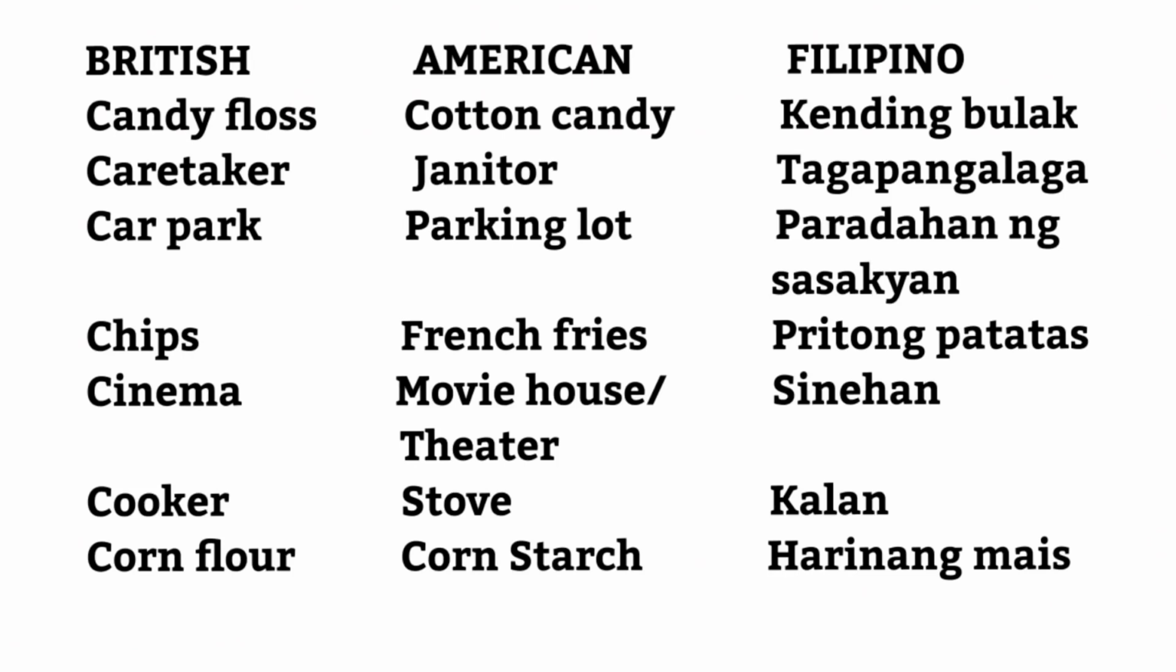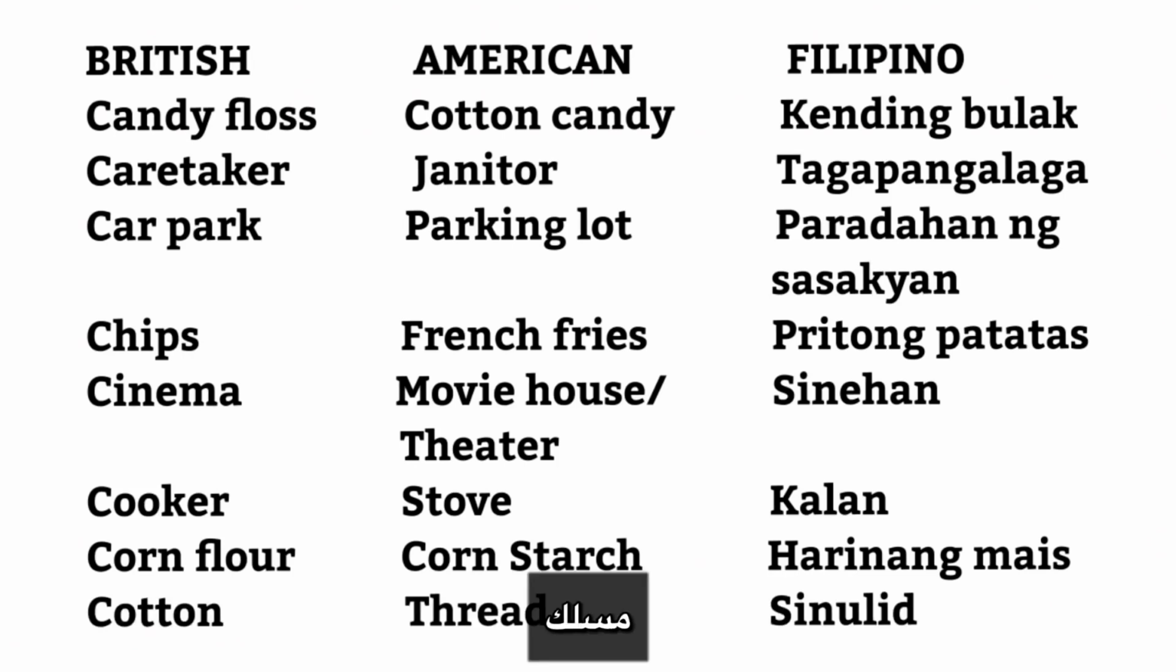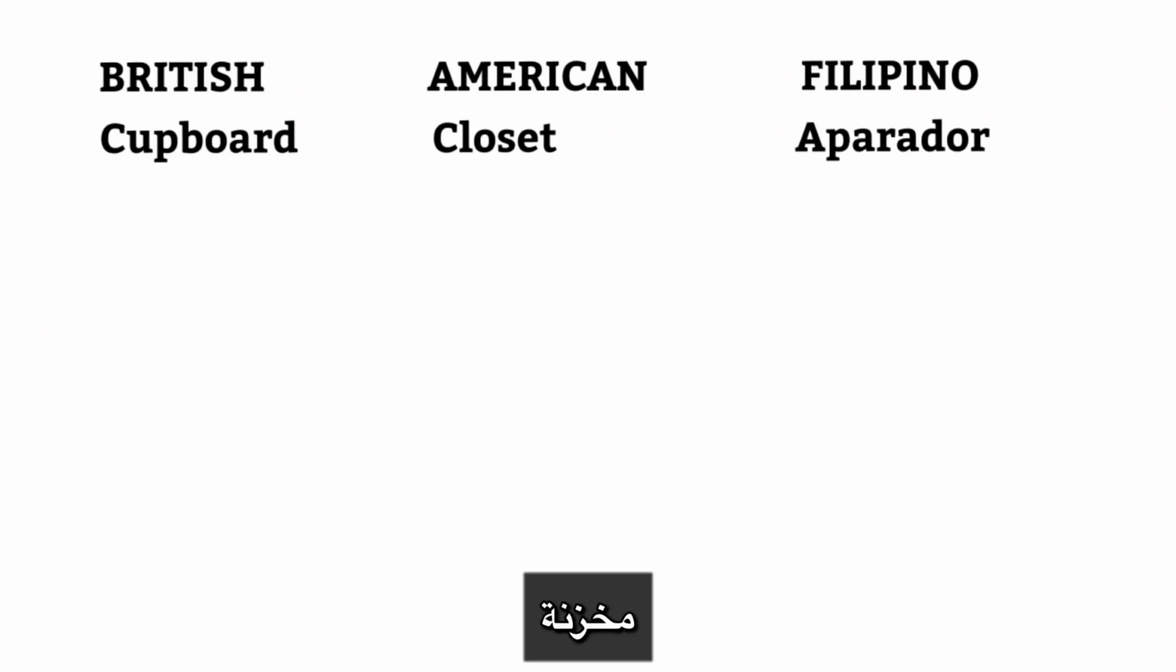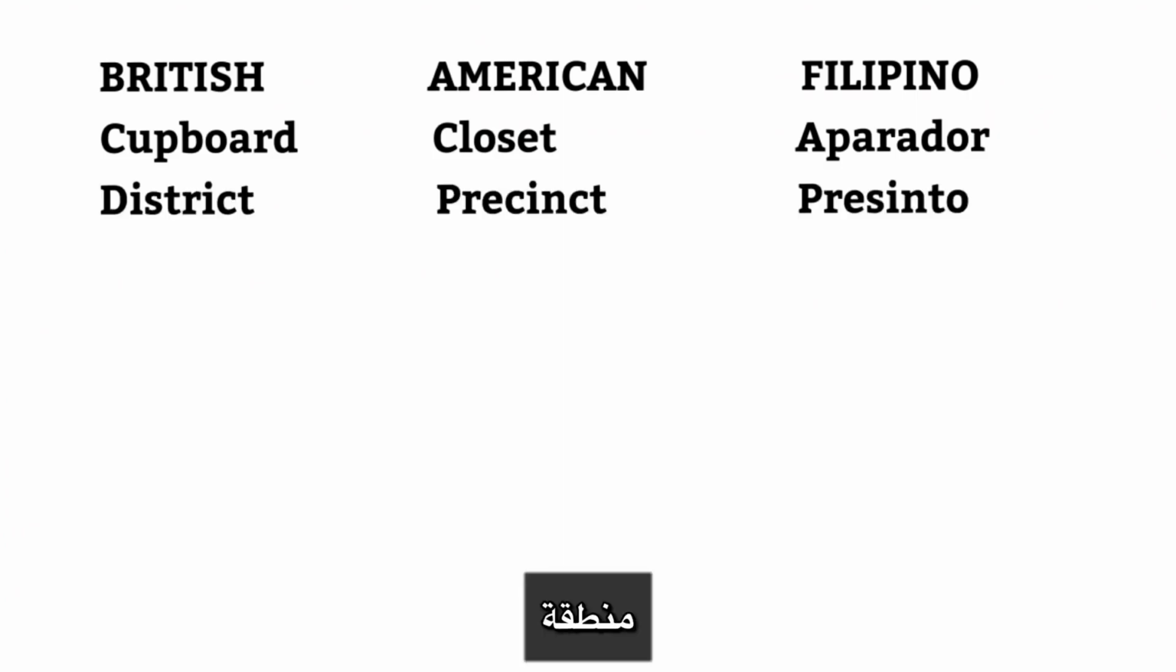In British English, cotton. In American English, thread. In Filipino language, sinulid. In British English, cupboard. In American English, closet. In Filipino language, aparador. In British English, district. In American English, precinct. In Filipino language, presinto.